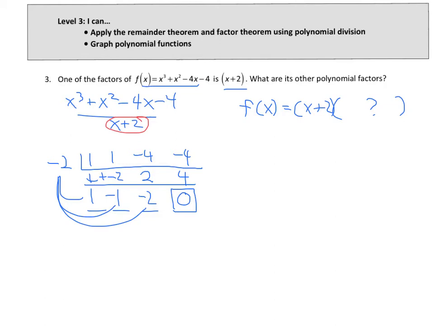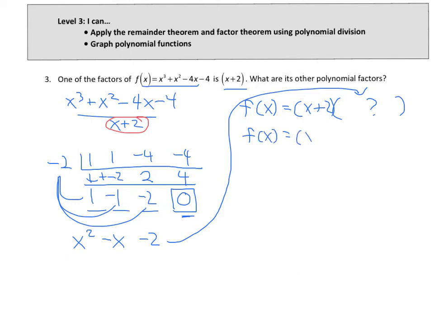Okay, so when you divide these polynomials, the answer you get using these coefficients here, remember, starting on the right side, the first one's your remainder, the next one over is your constant, the next one is your x, and the one on the far left would then be your x squared. So we get x squared minus x minus 2. And so I can put that up here, and we get f of x equals x plus 2 times x squared minus x minus 2.